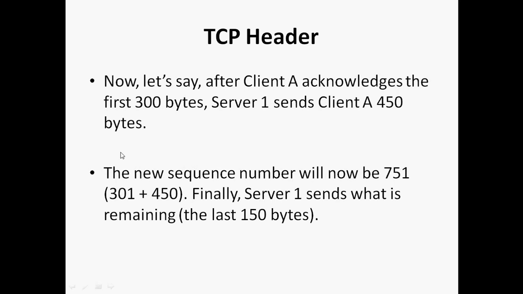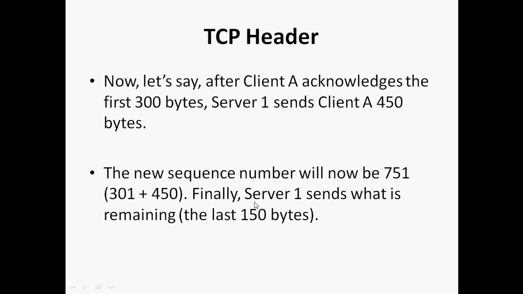Now let's say client A acknowledges the first 300 bytes. The client acknowledges to the server the receipt of 300 bytes of data. Now server 1 sends 450 bytes of data to client A, so the new sequence number will be 751. The previous sequence number is 301 plus the 450 bytes we send, so 301 plus 450 is 751.